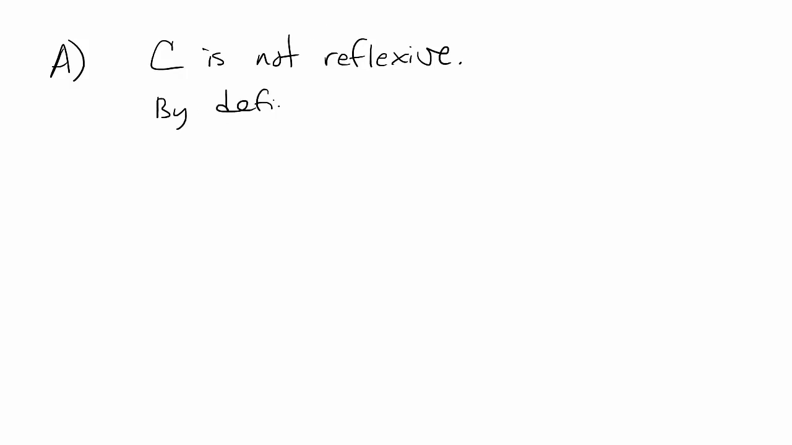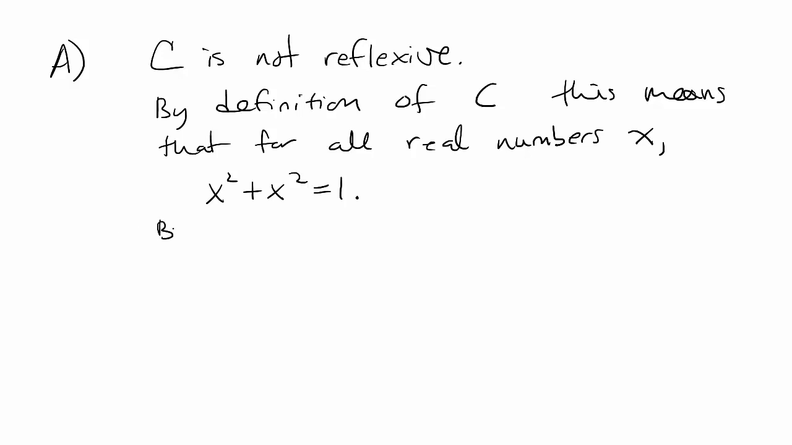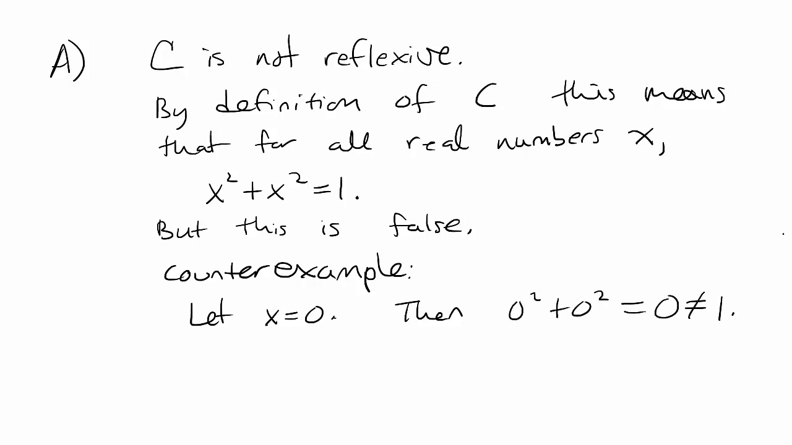So by definition of C, this means that for all real numbers, x squared plus x squared would have to equal 1. This is clearly false. So I'll do a little mini counterexample. I'm going to let x be equal to 0. That's a real number, right? But then 0 squared plus 0 squared equals 0, which does not equal 1. So it's not reflexive.